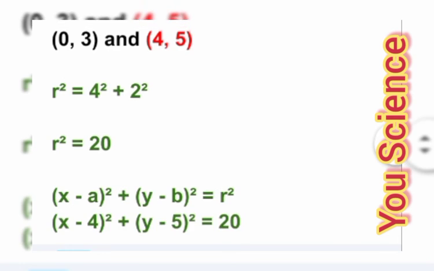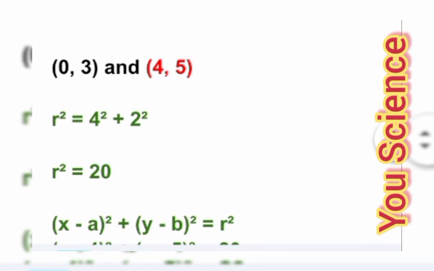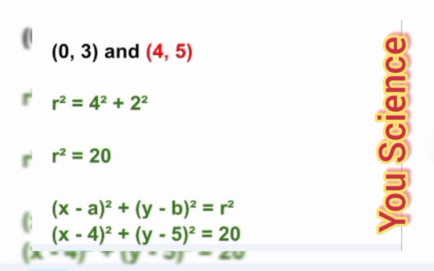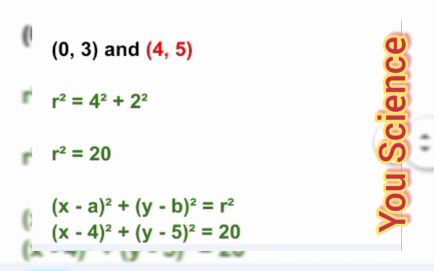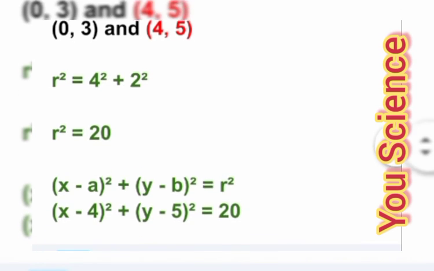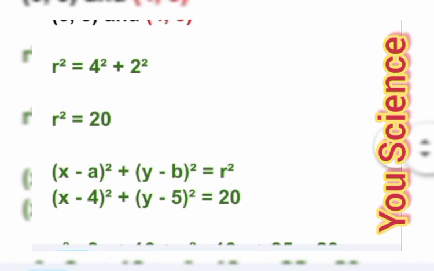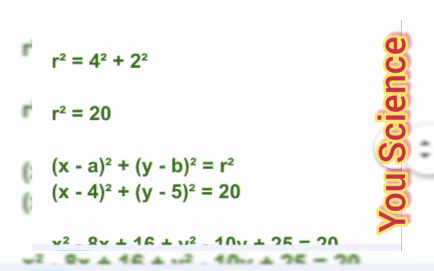Now by using the equation of a circle, which is (x minus a) squared plus (y minus b) squared equals r squared, where a and b are the coordinates of the center of the circle, therefore a is 4 and b is 5. So we have (x minus 4) squared plus (y minus 5) squared equals 20.